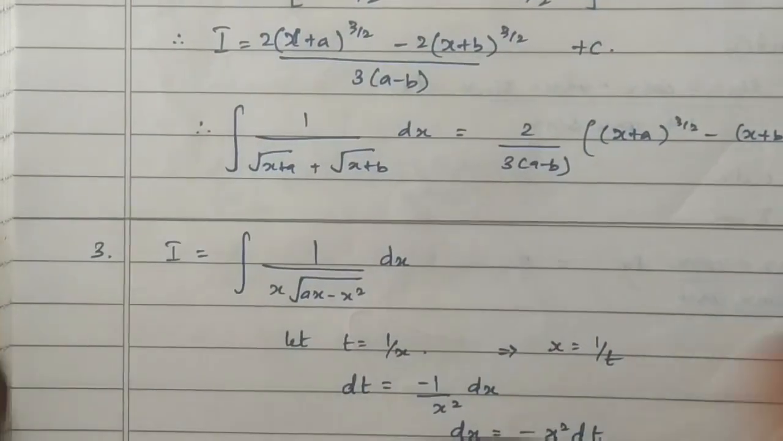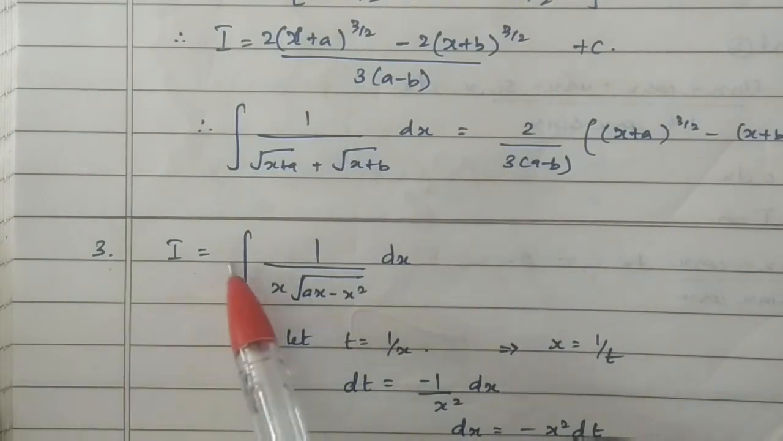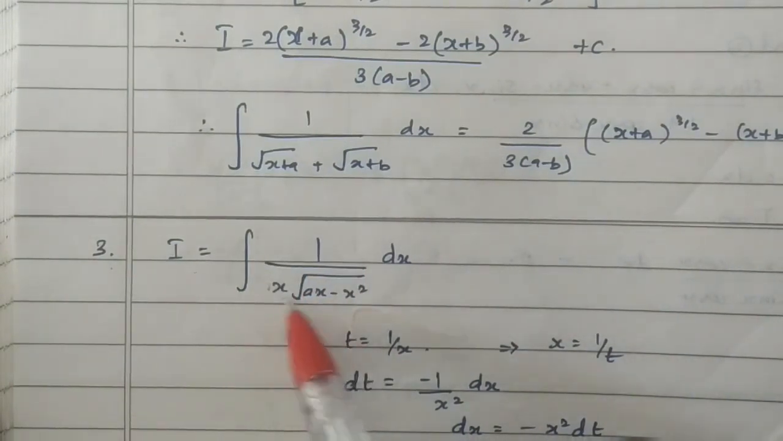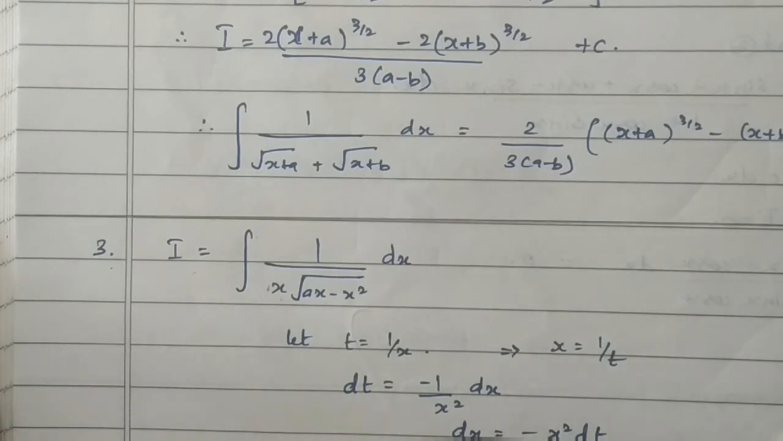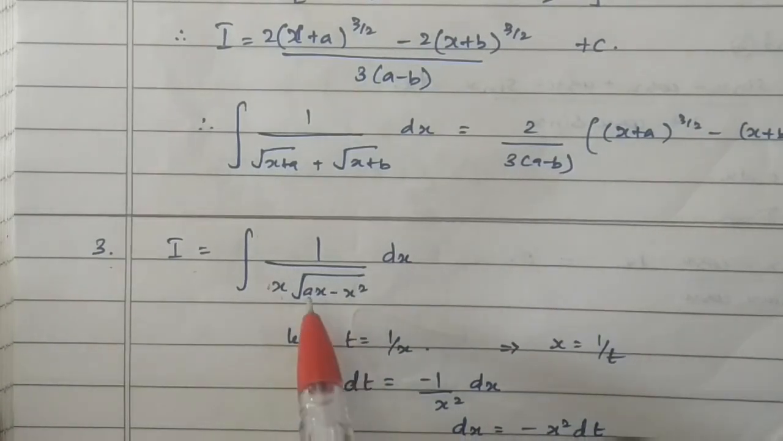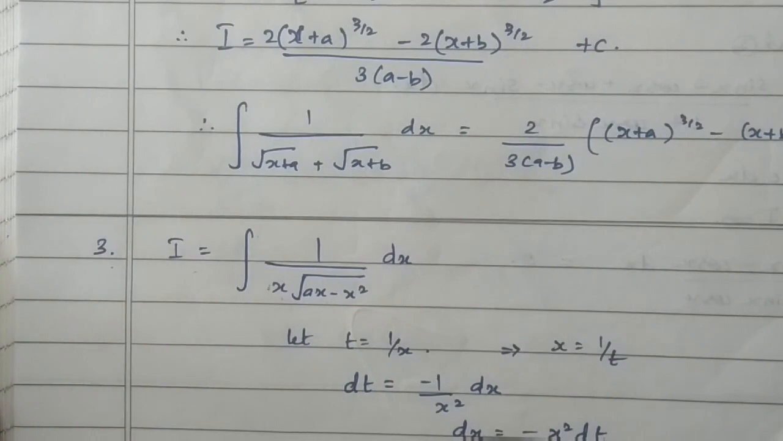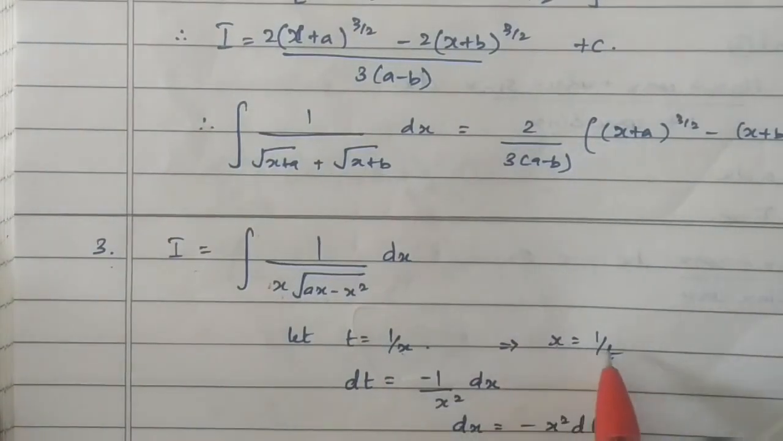Let us move on to the next sum. Third sum: I equals the integral of 1 divided by x into root of (ax minus x squared), into dx. Here, since 1 by x is there, let us take t to be 1 by x. When you take t to be 1 by x, x will be what? x is nothing but 1 by t.